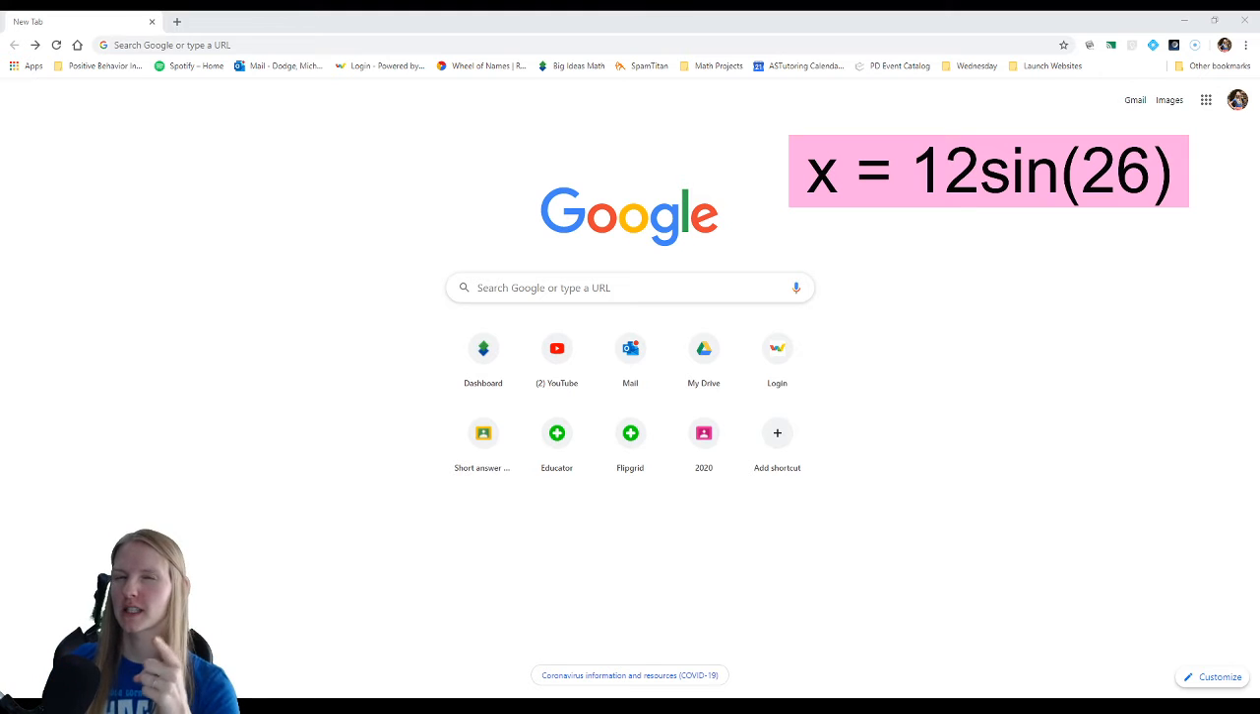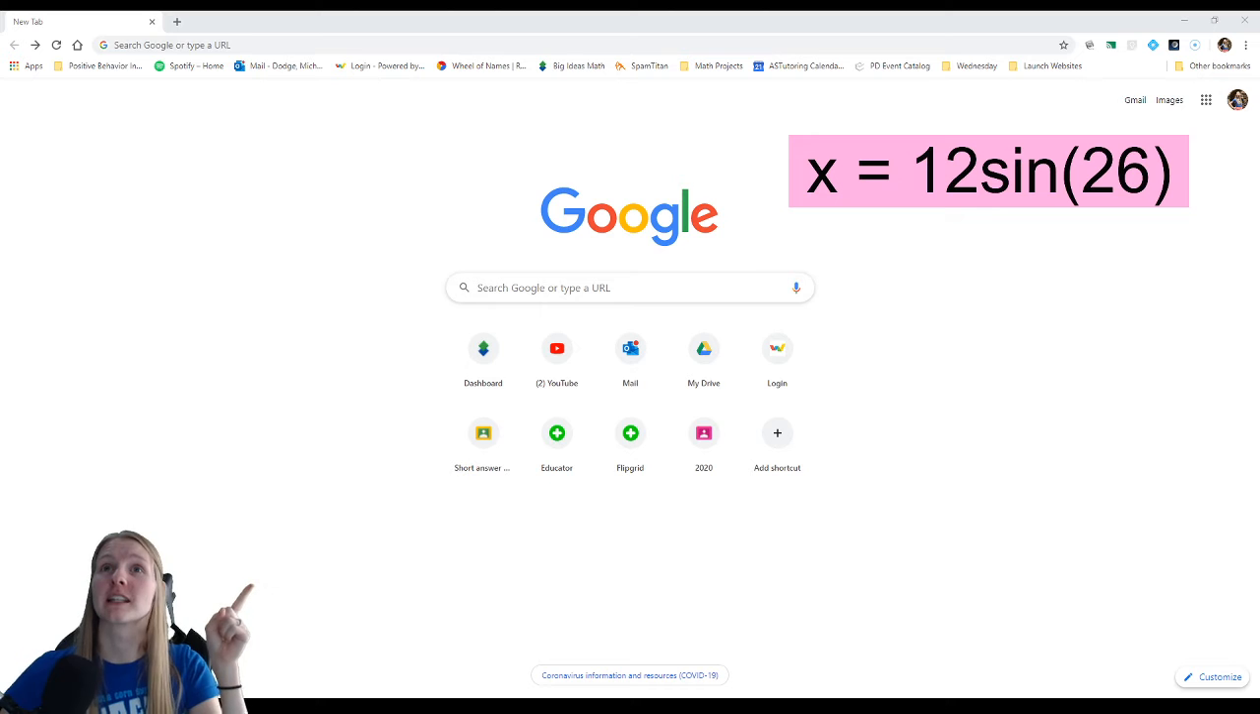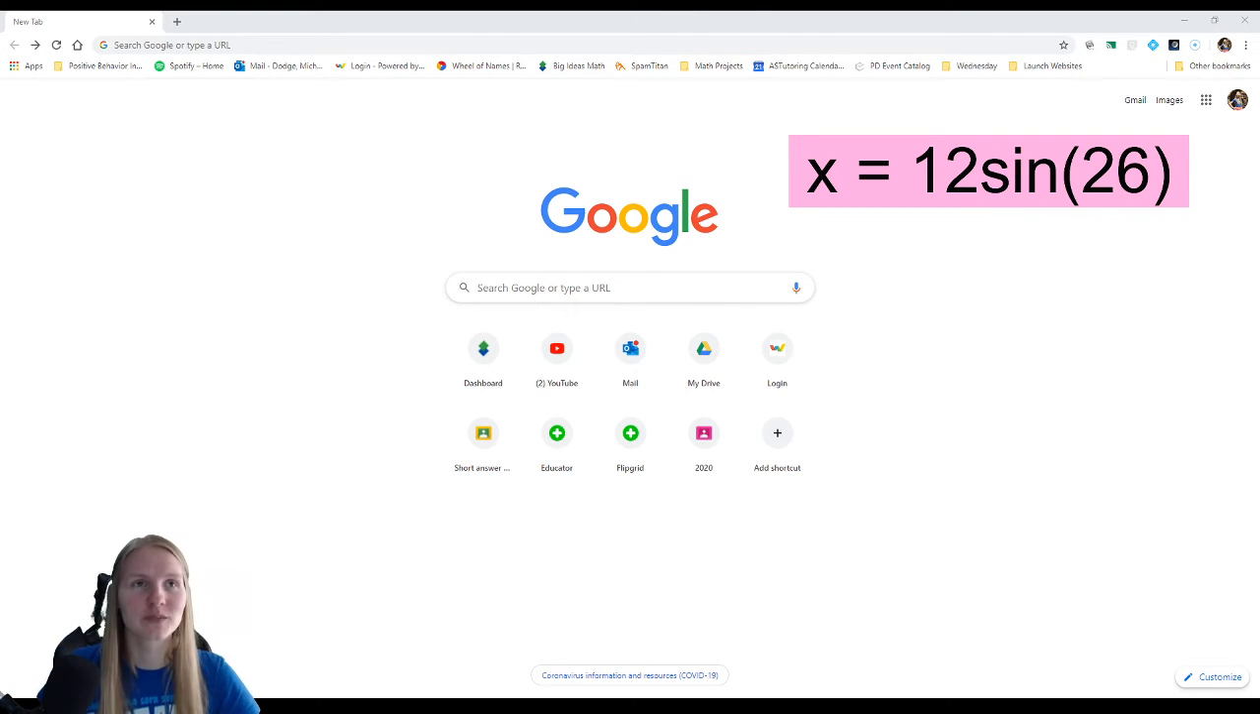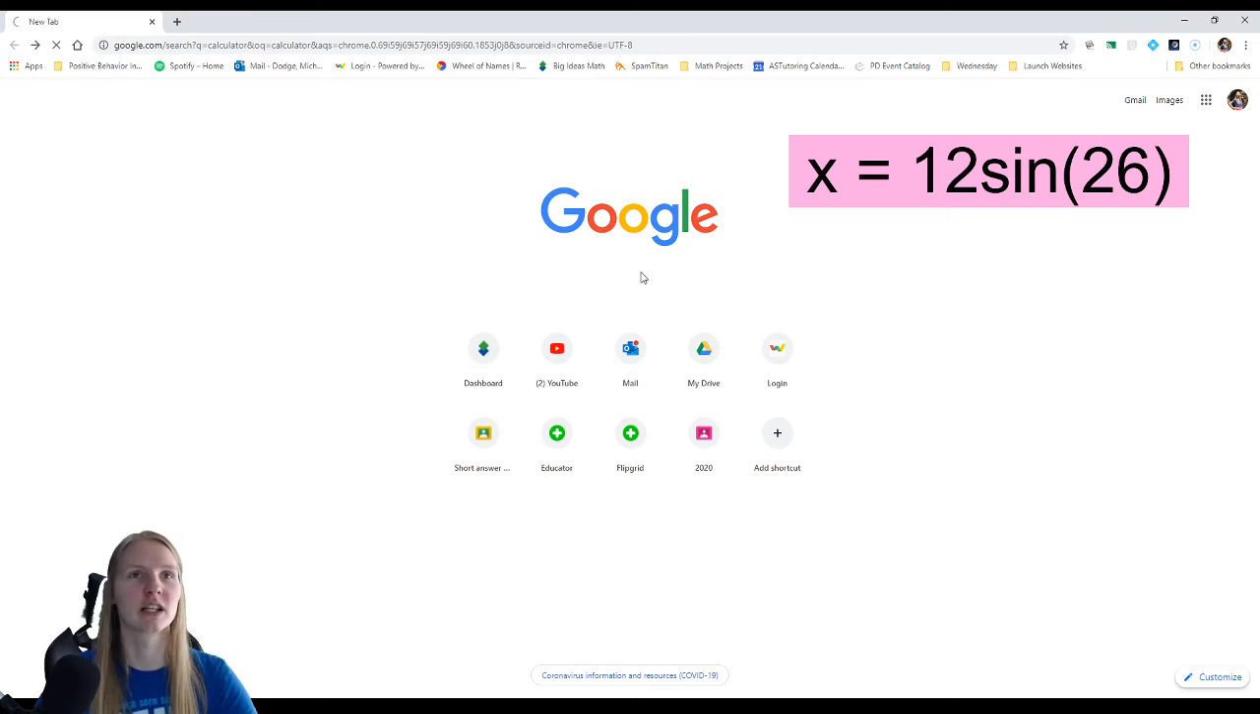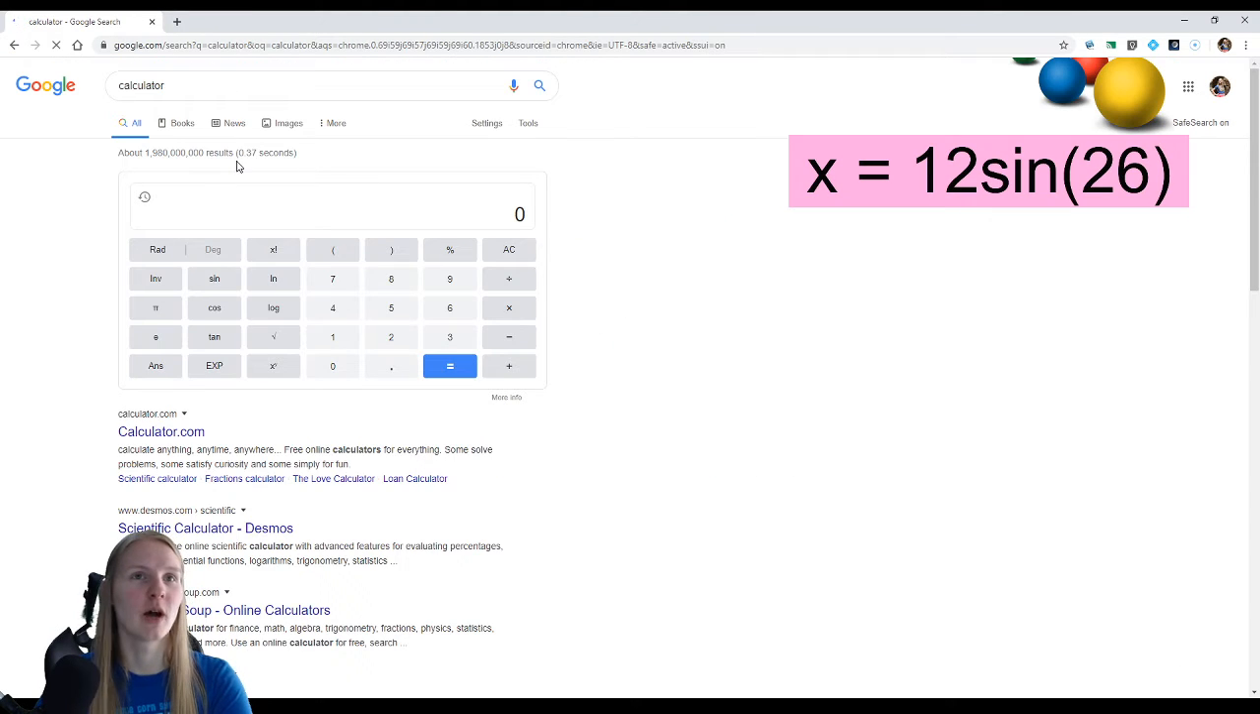I keep talking about how you can do these trig functions on a calculator out there on the internet, but I haven't exactly showed you. So what happens if you got something like this pink box in the corner up there? You have something like x equals 12 times the sine of 26 degrees, and you're telling me that I can use a calculator online to do this? How do you do that? Well, I'm going to show you multiple different ways. The first is if you literally type in calculator into Google, it's going to pop you up this bad boy.